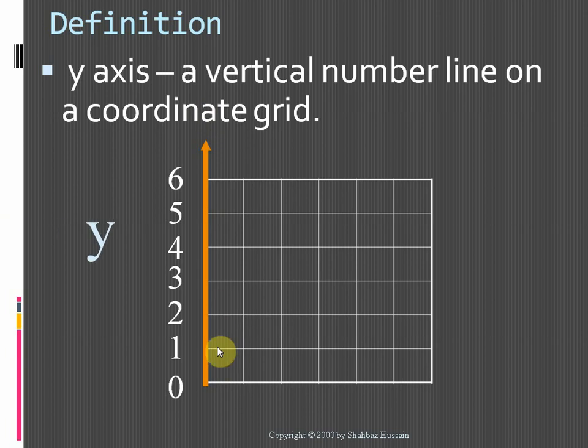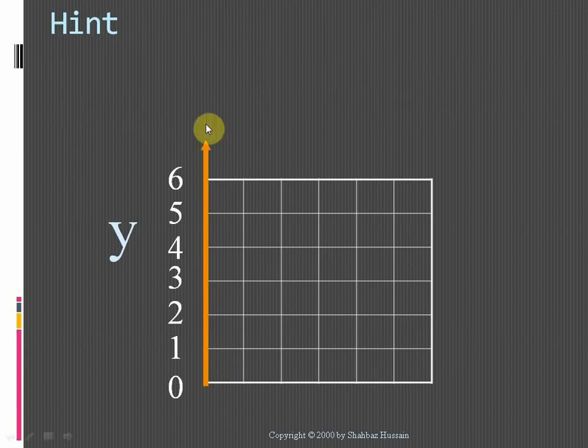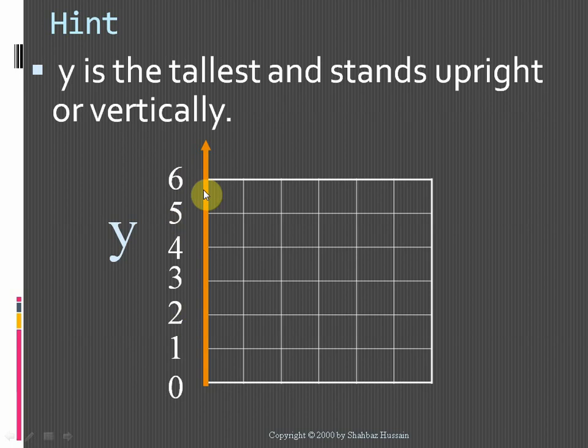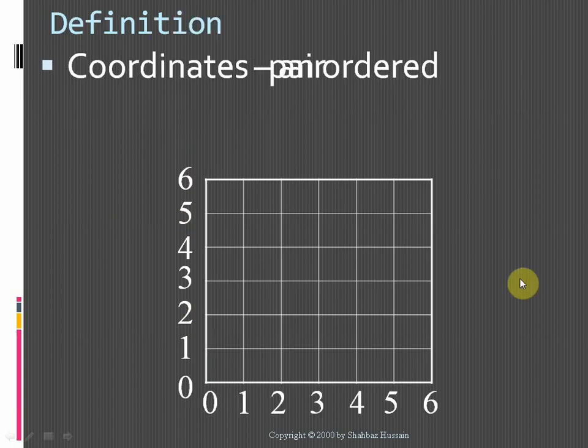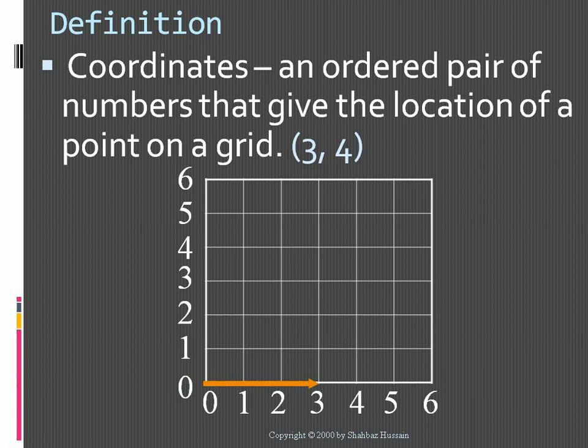This is called the y-axis, right? You can see that the y-axis is standing upright, or vertically. Now we move on to the coordinates. Coordinates means x-axis and y-axis values. When we write them in a single bracket, this is called a coordinate. Co means when you combine two different things in a bracket. So this is called a coordinate.